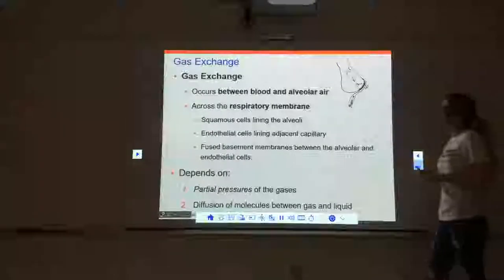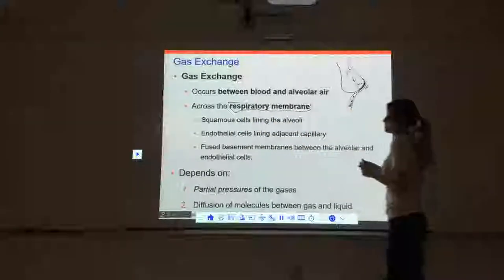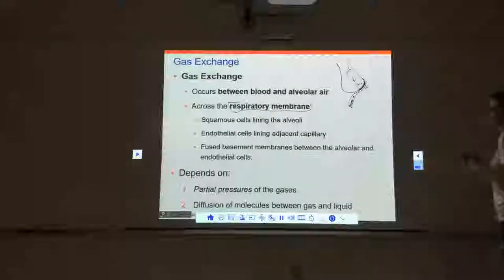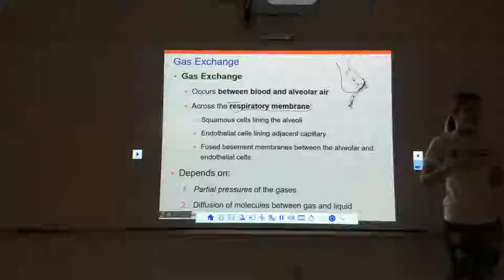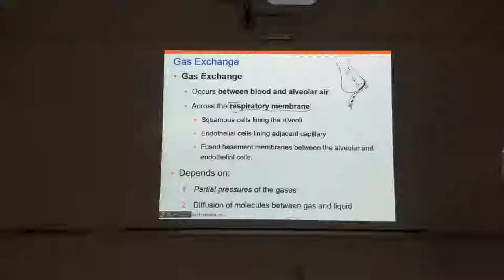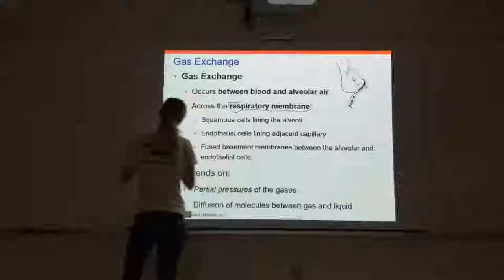When this gas exchange occurs, it occurs across something called the respiratory membrane. The membrane that the gases have to cross is the respiratory membrane. This is a very, very thin membrane, right? If diffusion is going to happen fast enough, it's got to be really thin. The membrane is made up of a couple cells that are fused together.